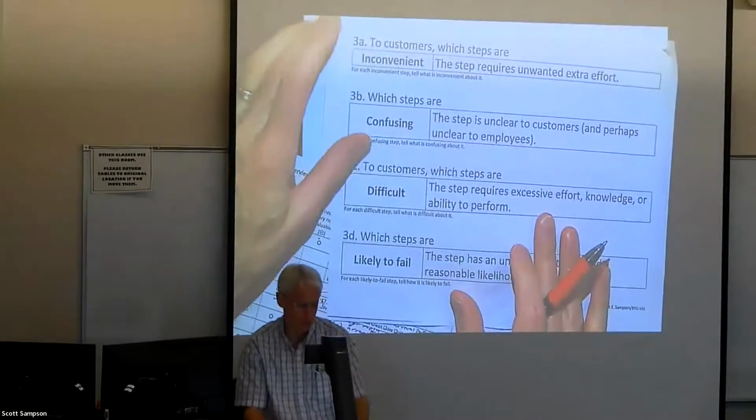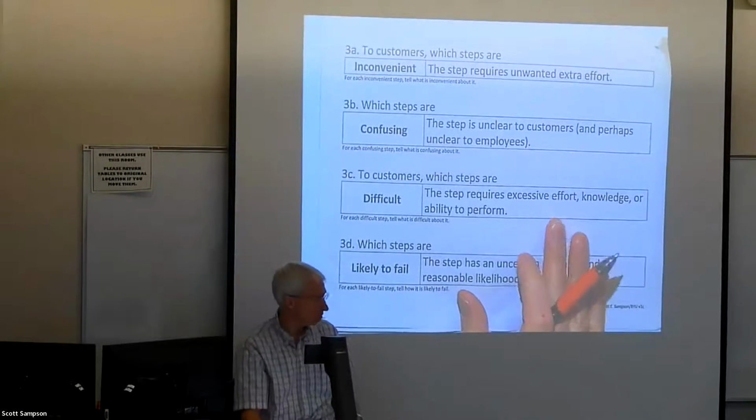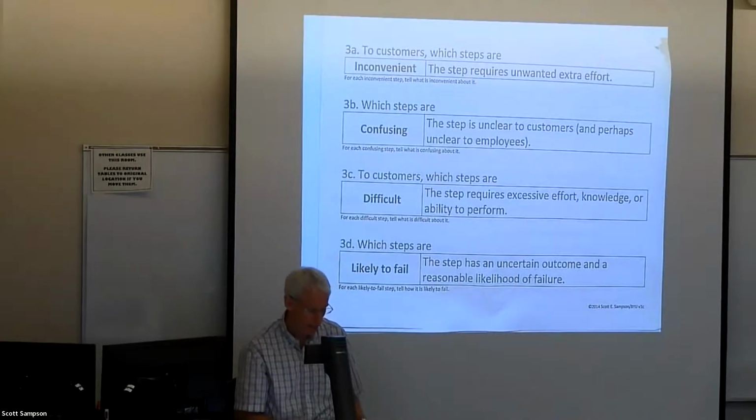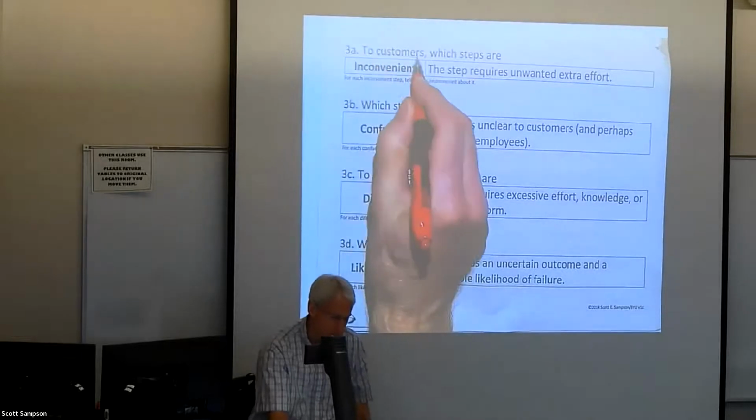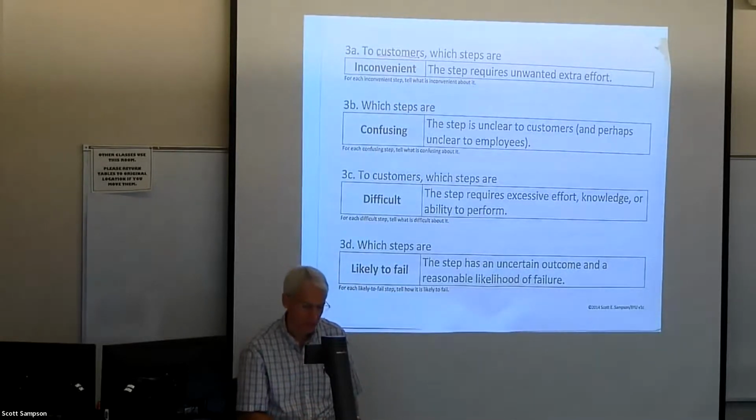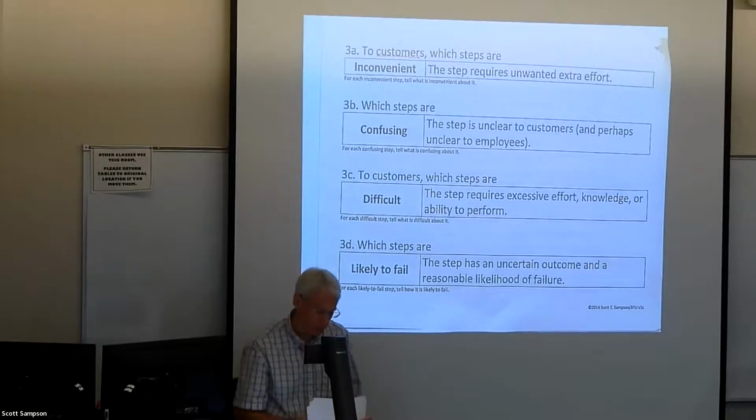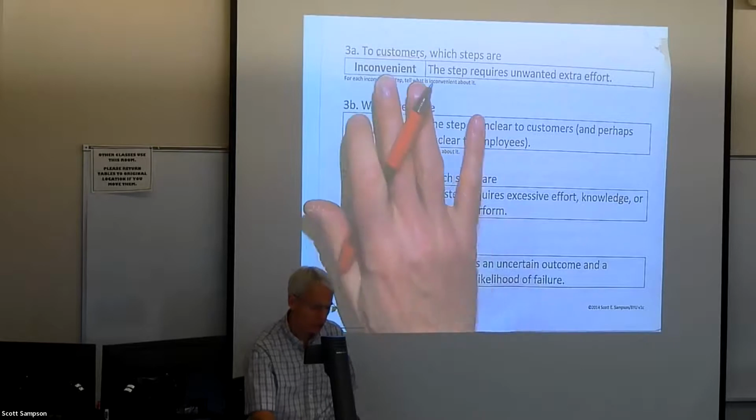So to the customers, I'm going to ask you about the process. From a customer perspective, regardless of who you're interviewing, which steps are inconvenient, meaning they require unwanted effort? Which steps are confusing, meaning it's unclear to customers and maybe even to employees? Which steps are difficult, meaning it requires excessive effort, knowledge, or ability to perform? And finally, which steps are likely to fail, meaning the step has an uncertain outcome and reasonable likelihood of failure? Does that make sense?